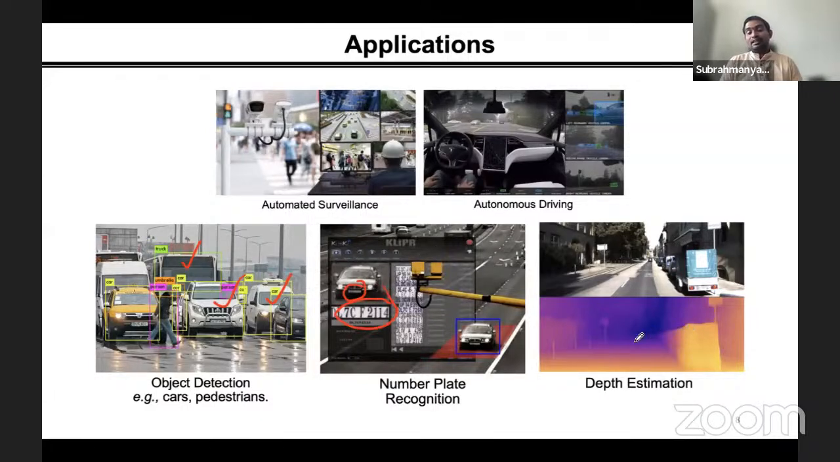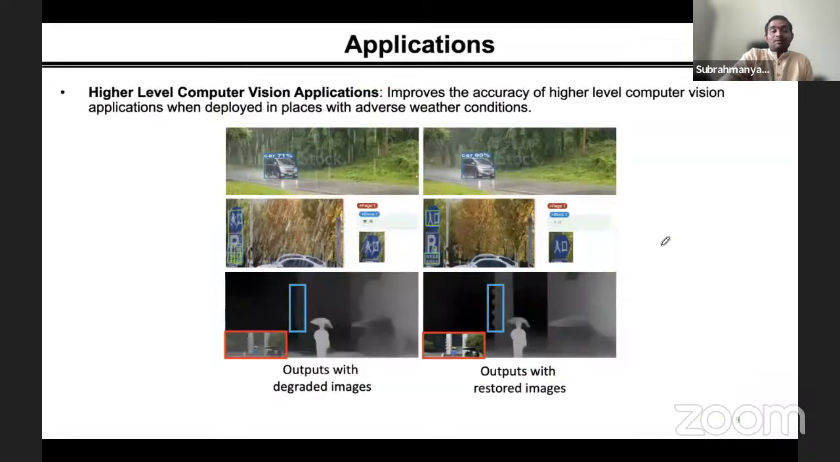Another thing is depth estimation. In the autonomous vehicles case, depth estimation may be based on stereo depth or a single image depth. It depends upon how many cameras you are using. Even if it is stereo, you still need this pre-processing algorithm of haze removal, rain removal or snow removal. These are all pre-processing steps, and these are all applications of our work.